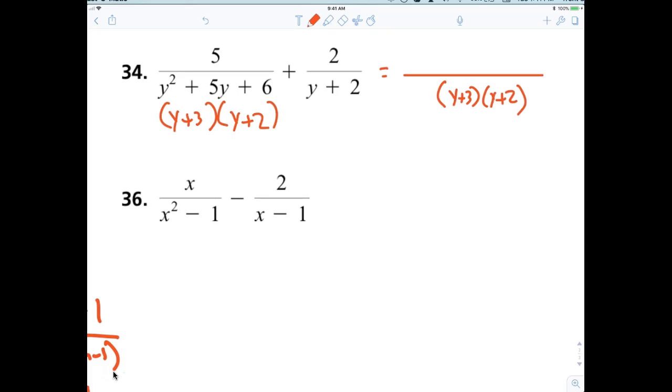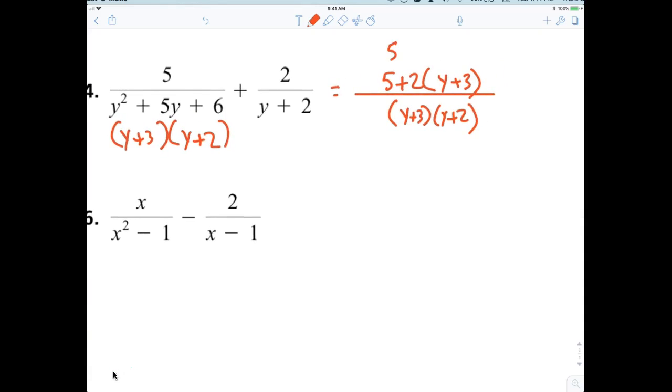All right? So do I have to multiply the first fraction by anything? No. So it'd be 5 plus 2 times y plus 3. And some of you guys are so smart, you would just say 2y plus 6 and be done with it. If you're good, you can just distribute through, but I'm just showing you the extra step. Everybody comfortable with that?